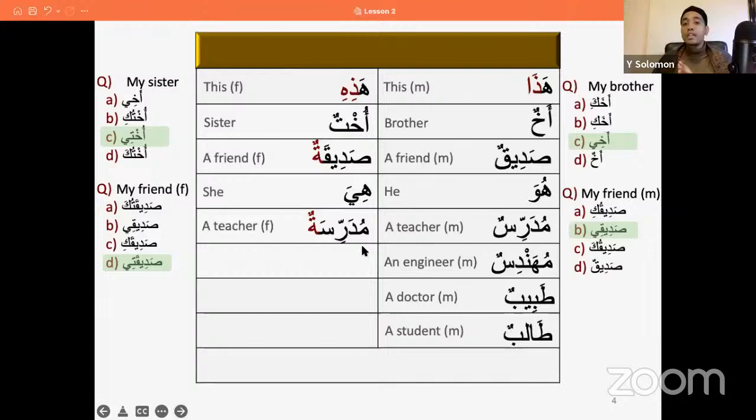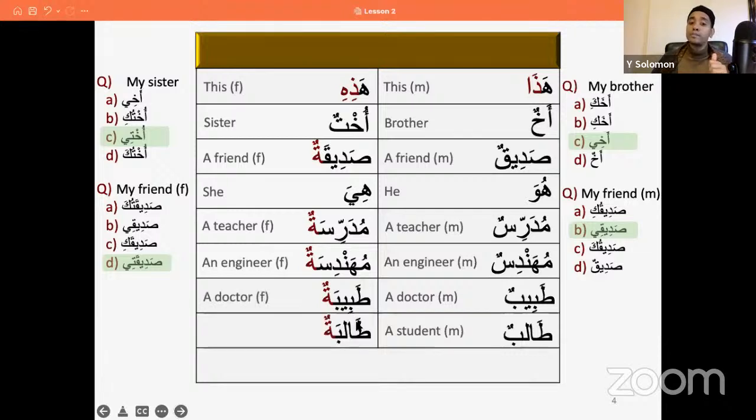Right? So I cannot say هذا أخي, this is my brother, هو مدرسة. I would be saying this is my brother, he is a female teacher, right? That wouldn't make sense. And I cannot say هذه أختي هي مدرس. This is my sister, she is a male teacher. That also wouldn't make sense, right? So there has to be that agreement. Okay, muhandisun, muhandisatun. طبيب, طبيبة, female doctor. طالب, طالبة.